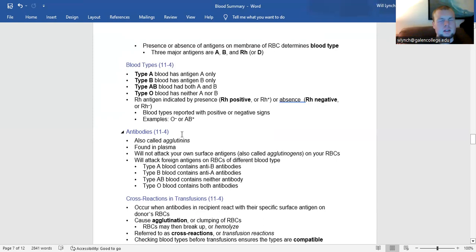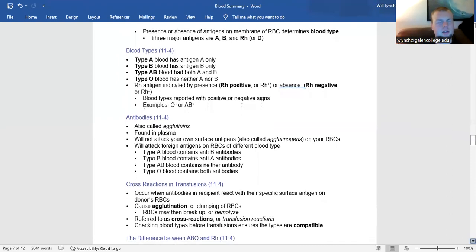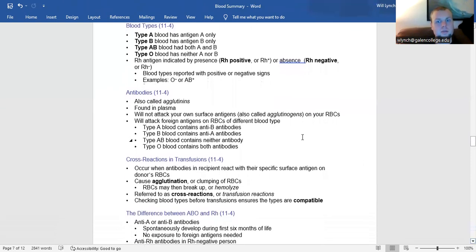So our antibodies, these are also known as agglutinins. These are going to attack the surface antigens on red blood cells that are not your own. So they attack the foreign antigens on the red blood cells that we would find if we gave a transfusion of the blood and it was the wrong antigen type. So for instance, type A blood contains anti-B antibodies, type B contains anti-A, type AB contains neither antibody, and type O contains both antibodies. So we have to make sure that we are aware of this during transfusions.